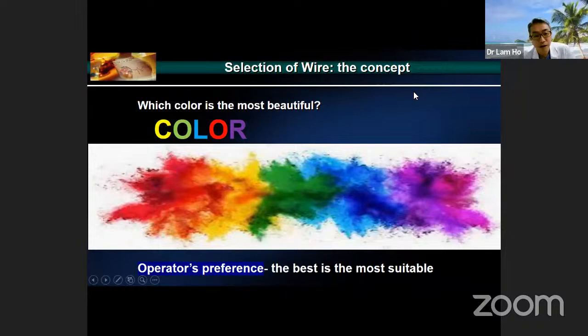For the concept on selection of wire, think about the world: what is the most beautiful color? Actually, it's very difficult to say which one is the most beautiful, red, blue, yellow, or green. It depends which color you like. Actually, for the wire, which wire is the best for the Antegrade CTO? Most of the time, it's operator's preference, and the best is the most suitable one. It depends on your skill, your character, everything, and whether you like it or not.